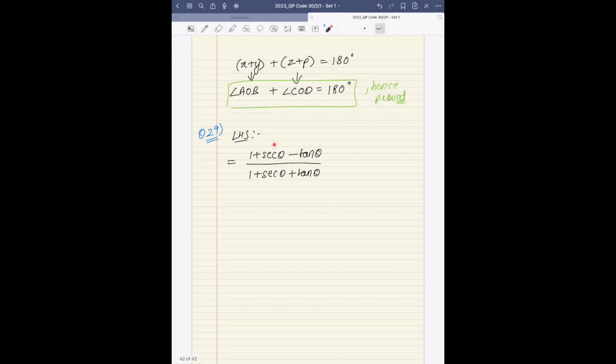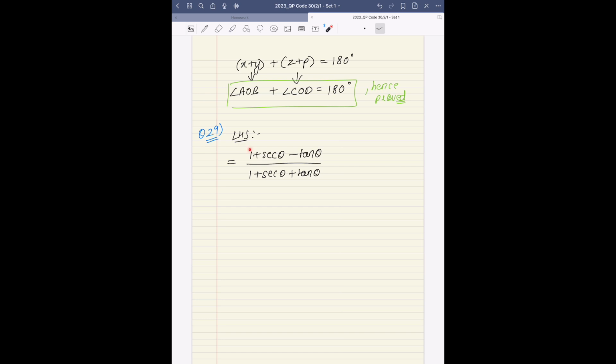I'll show you. You write 1 upon cos theta, minus sine theta upon cos theta. Then you take LCM. Ultimately, you get cos theta plus 1 minus sine theta. Same thing you get over here. So we end up in a loop, right? In short, we don't go one step closer to the right hand side. So it means we are going wrong. We need to change our approach.